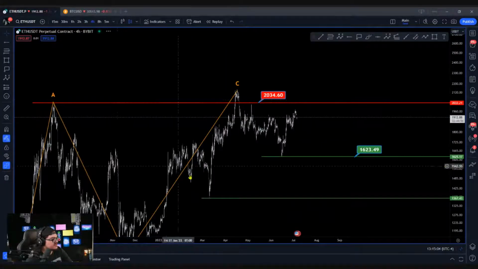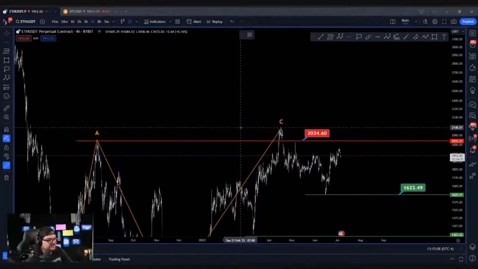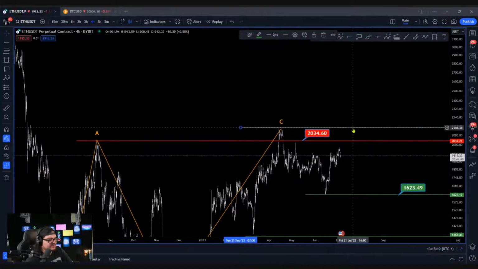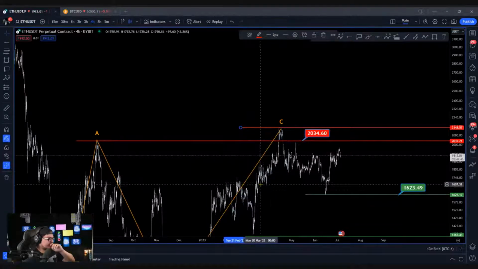And let's look at the resistances above us quick. All right, if we break 2030, we have 2150, which I think is an important resistance to keep an eye on.